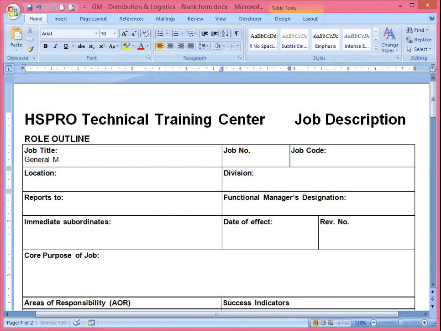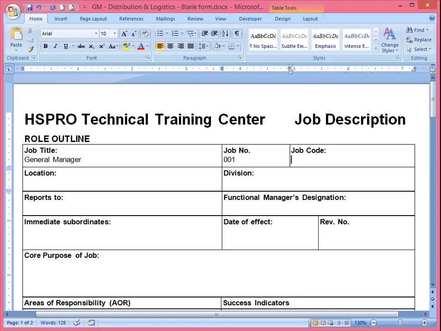Okay, so we're writing here general manager. And next is job. We can say 001. Maybe next time we're gonna change that. Then job code. Let's say if the job is a manager, we can say M, okay? Or if the job is a technical job, we can say T.